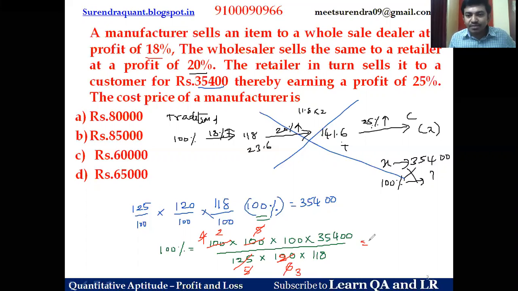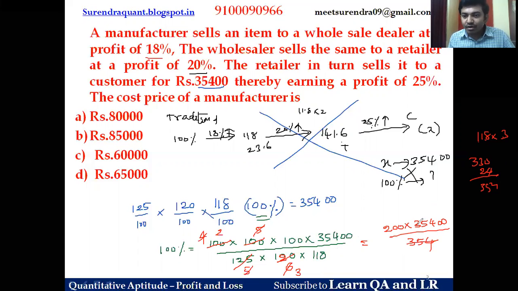Now have a small observation, guys. Here 2 into 100, 200 into 35,400 by, what about 3 into 118? Let's split this into smaller parts. 118 times 3, right? So 110 times 3 is 330, 8 times 3 is 24. This is 354, right? So 118 3s are 354.